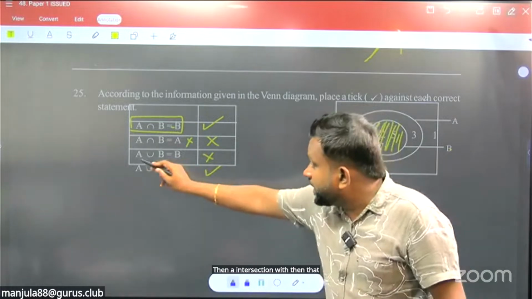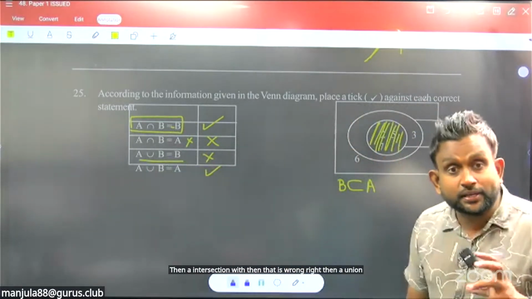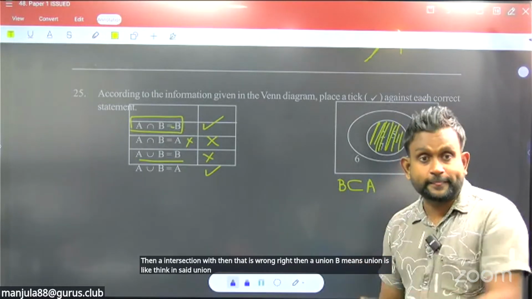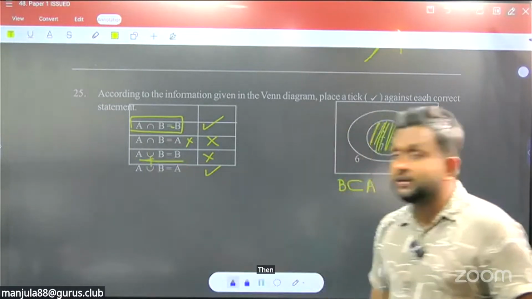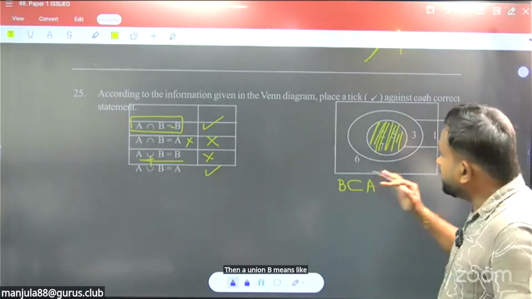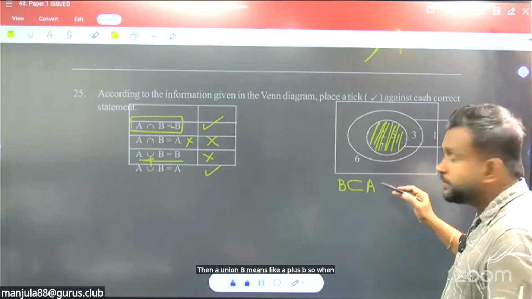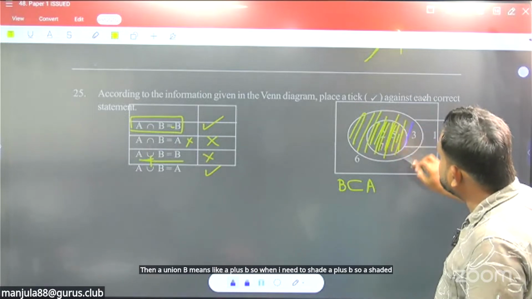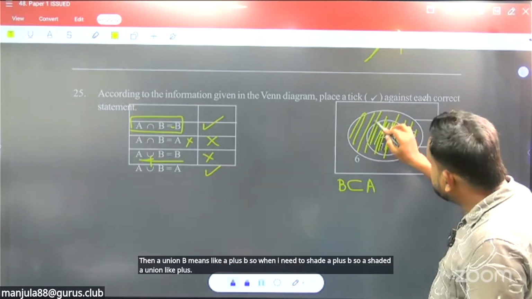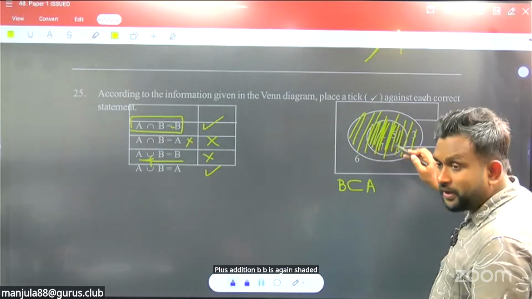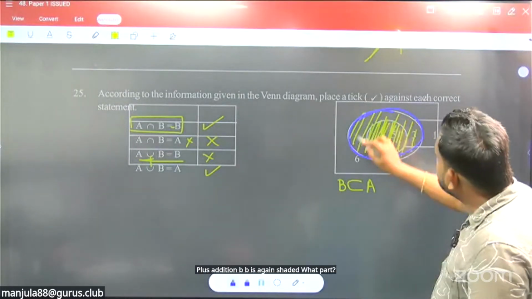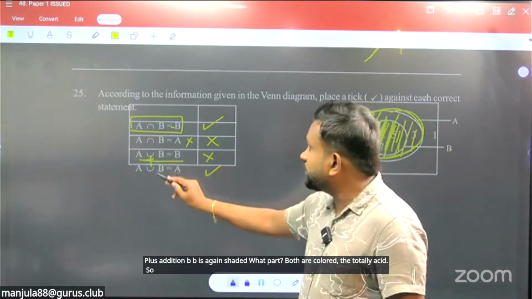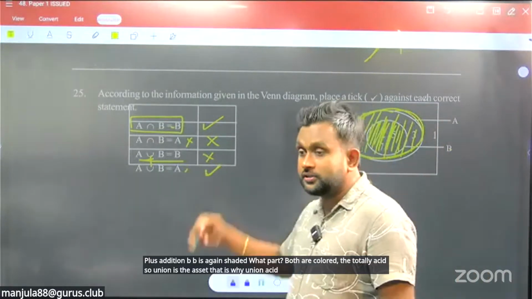Then A union B means, think in sets, union is like addition. A union B means A plus B. So when I need to shade A plus B, I shade A, and then add B, which is again shaded. So the whole A set is colored. So the union is the A set. That is why union is the A set, this is correct, not the smaller one.